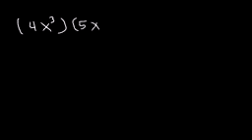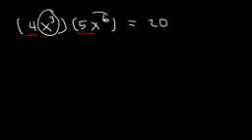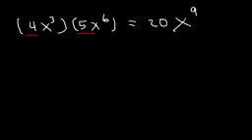So let's say you want to multiply 4x cubed by 5x to the 6. Let's multiply 4 times 5. 4 times 5 is 20. And then we need to multiply x cubed times x to the 6, which we need to add 3 and 6, that's 9. So it's 20x to the 9th.